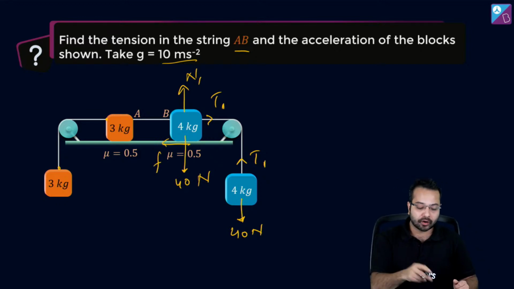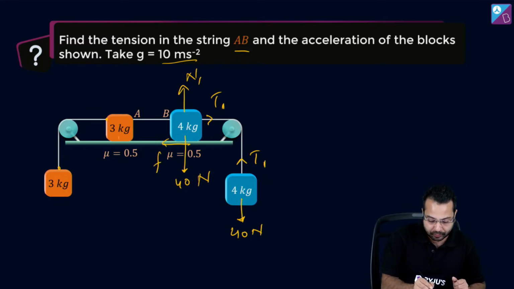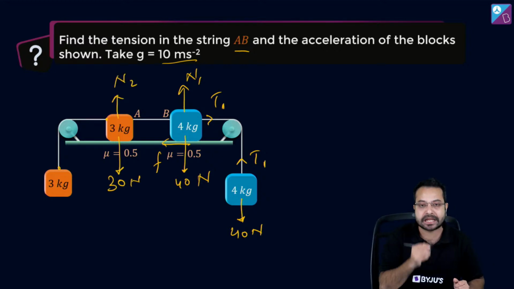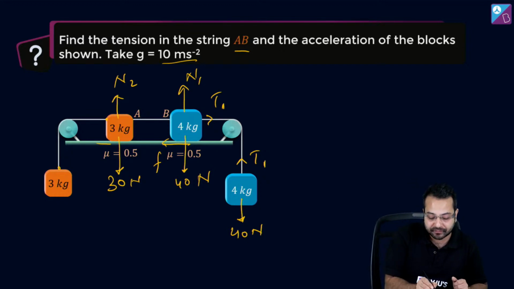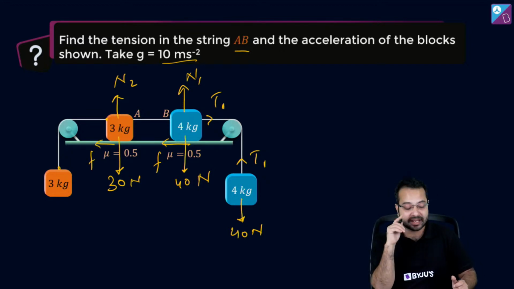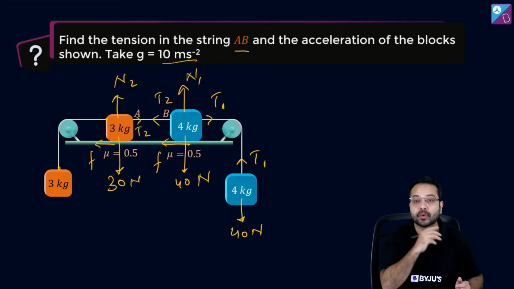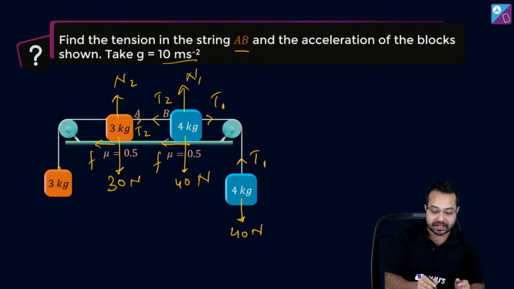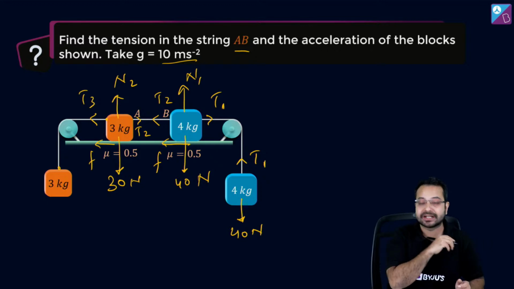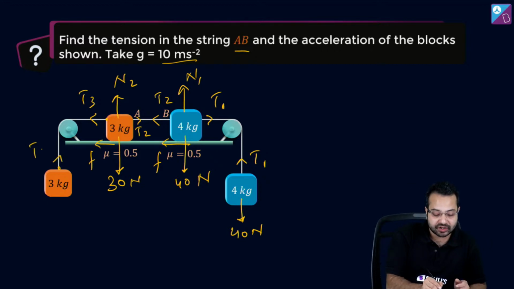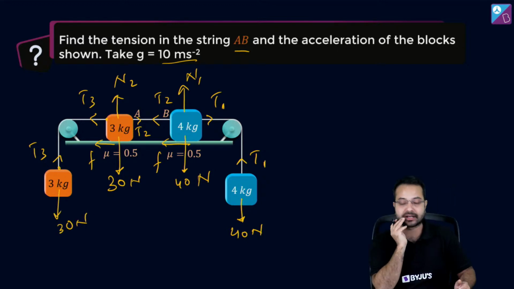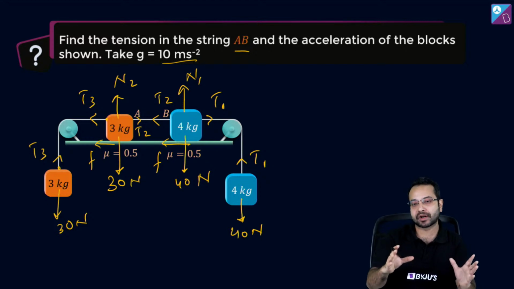Also on this 3 kg block, we're going to have this 30 Newton acting downwards. There is going to be a force N2 upwards, and there is going to be friction acting in this direction. And also there is a string between the blocks, which means there is going to be a tension T2 over here and a tension T2 over here as well. Then when we come over this side, there's going to be a tension T3, and a tension T3 over here because it's the same string, and there is going to be a 30 Newton force acting downwards. So this is the free body diagram.